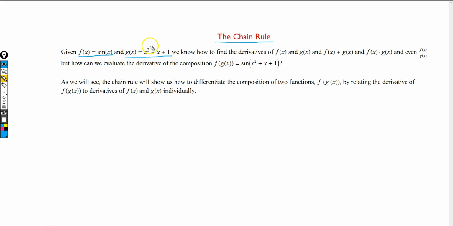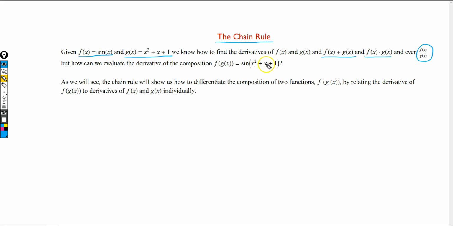Now, we know how to differentiate both of these functions right now. We can also evaluate the derivative of the sum of those two functions, that would just be by using the sum rule. We can also evaluate the derivative of the product of those two functions using the product rule. And we can even evaluate the derivative of the quotient of those two functions using the quotient rule.